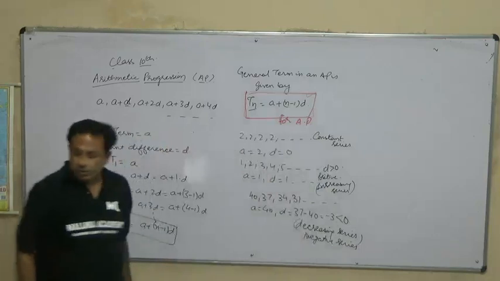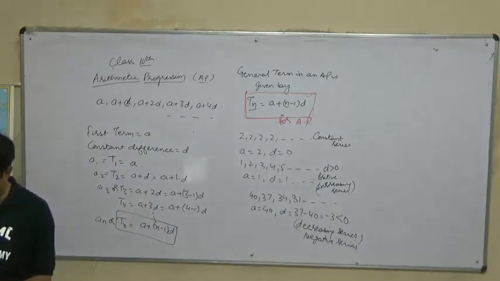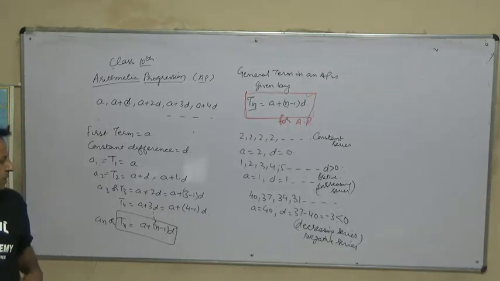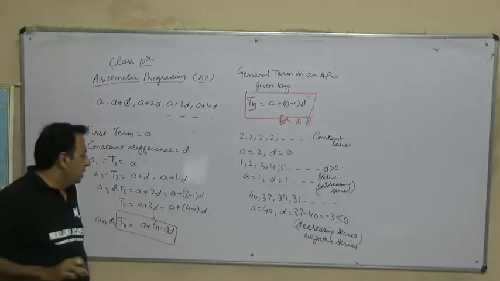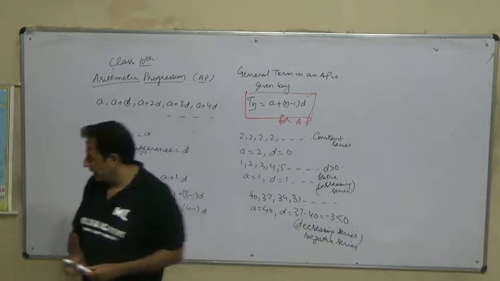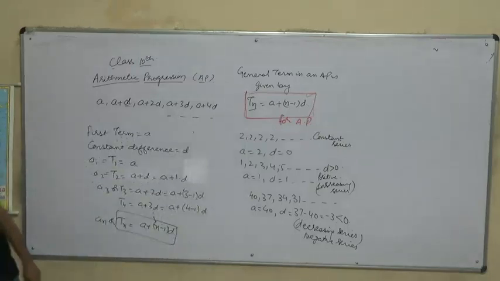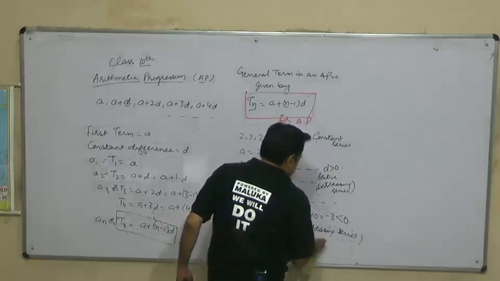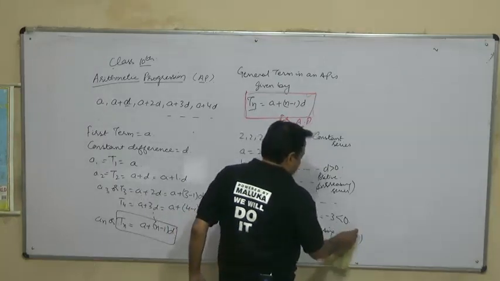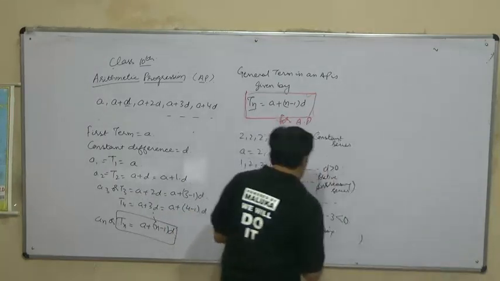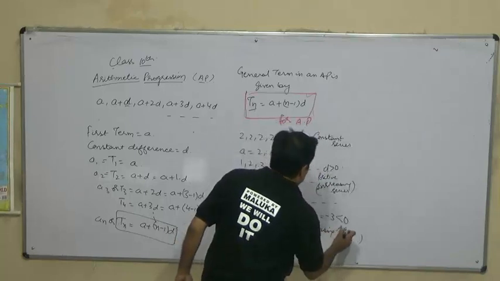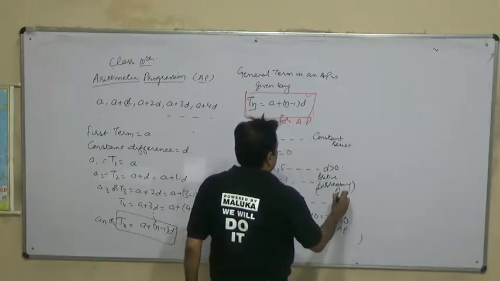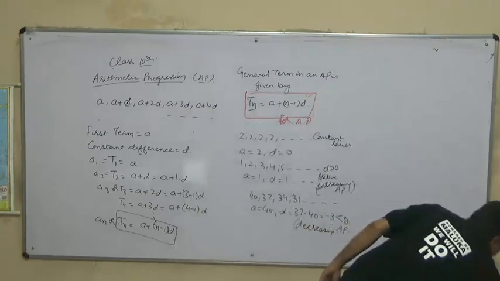So these can be the increasing AP and the decreasing AP, not positive and negative. This is the decreasing AP and this is the increasing AP.